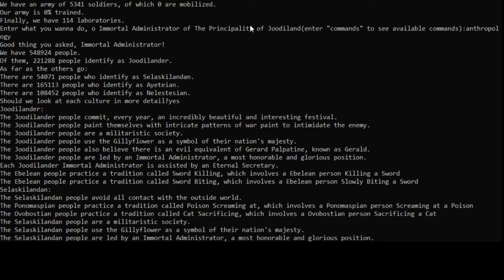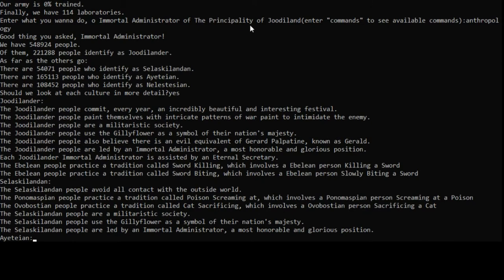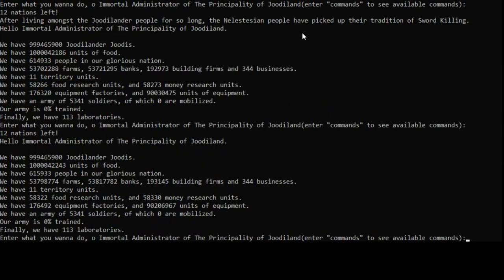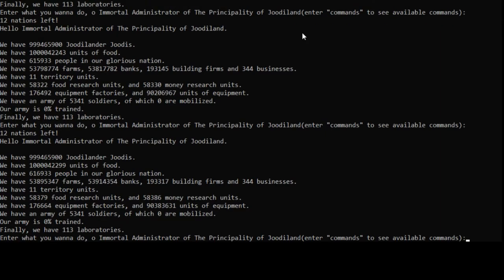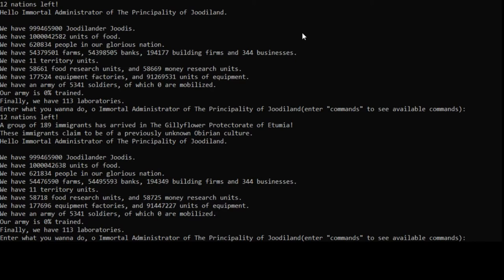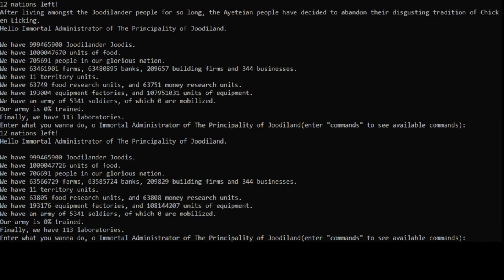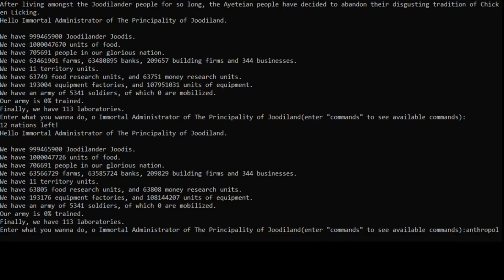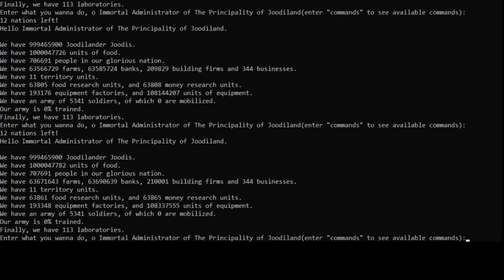They use the gillyflower as a symbol of their majesty and are led by immortal administrators. After living amongst the Joodilander people for so long, nonetheless, you're accusing the Joodilanders of degenerated traditions. Goodness me. Goodness gracious. Okay, not good. Yes. The Aetean people have decided to abandon the disgusting tradition of chicken licking. So as you can see, the cultures are becoming more and more normal, and I'm very happy about that.